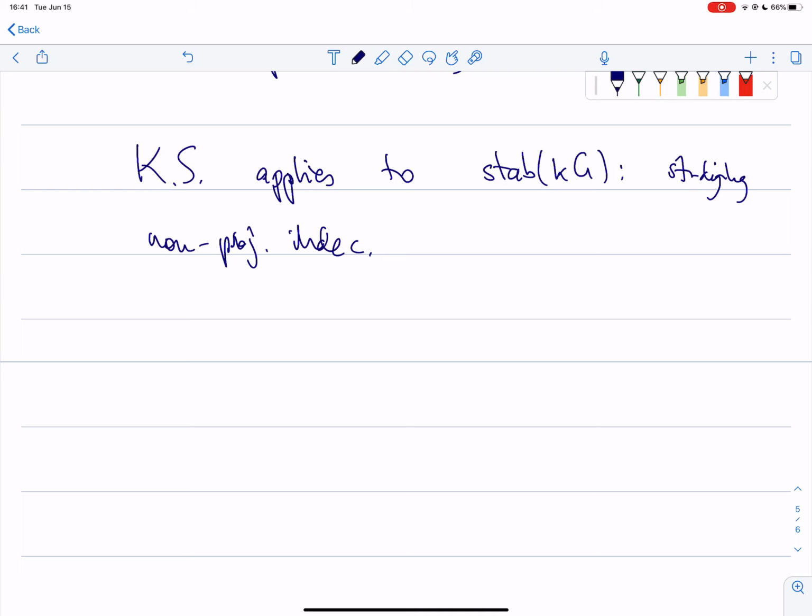But the observation you can also make is that if you look at this functor from the KG-modules down to this quotient, this is a tensor functor.